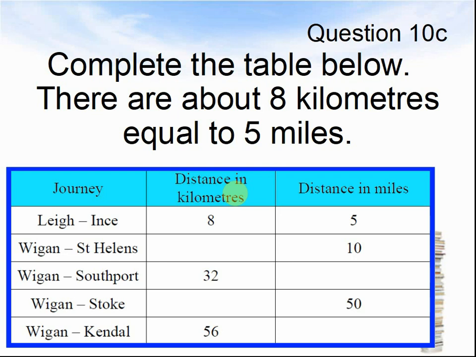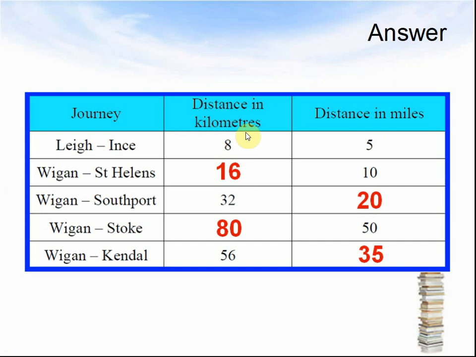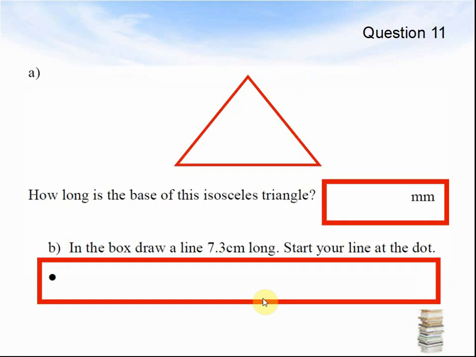Here comes the answer. The answers are: 8 to 5, that would be 16 to 10, 32 to 20, 80 to 50, 56 to 35. Okay, let's look at the next question. Question 11. How long is the base of this isosceles triangle if you measured it in millimeters? In the box, draw a line 7.3 centimeters long. Start your line at the dot. Pause the video until you are ready to see the answer.